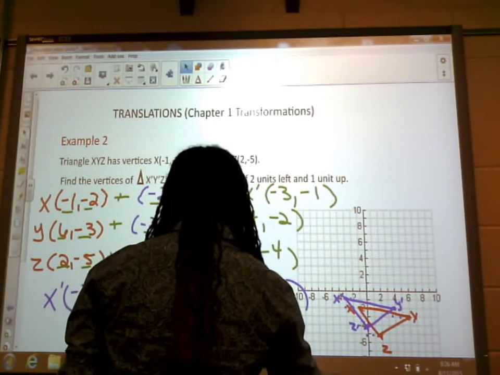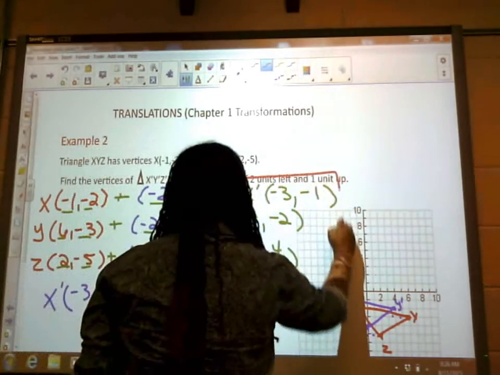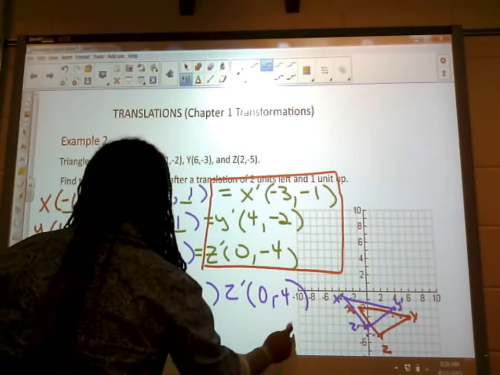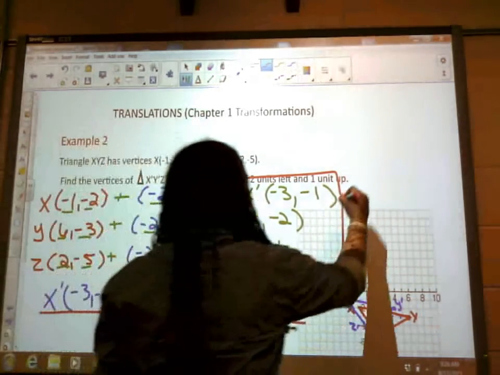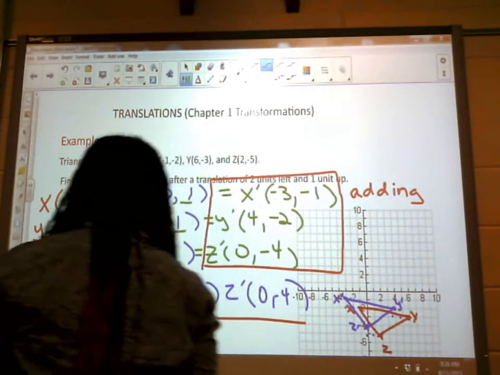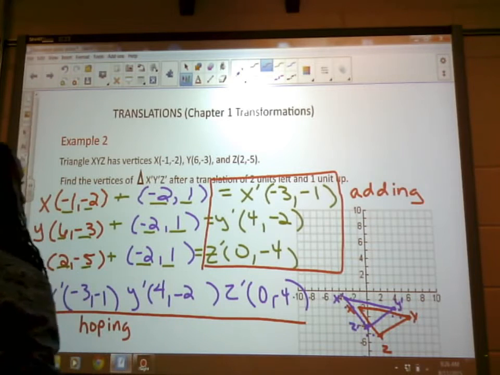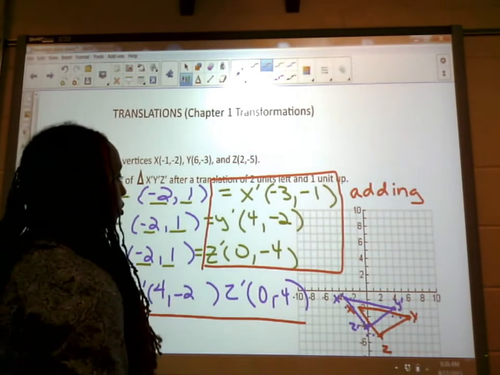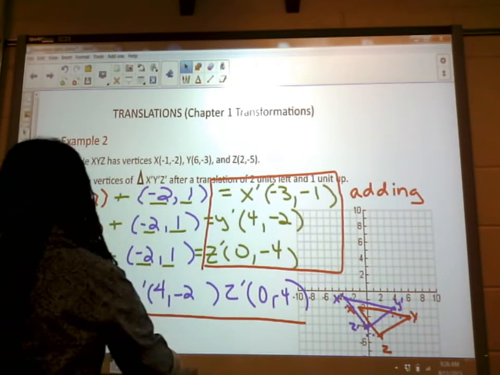All right, so as you can see, these answers actually match these answers. So this method is used through adding, and this method is used by hopping. It's important that you know both methods because you won't always get a graph to actually be able to do those hops.